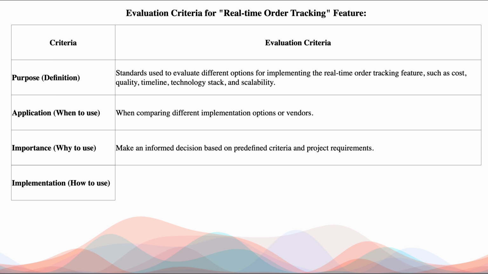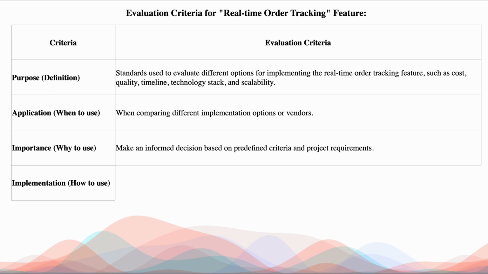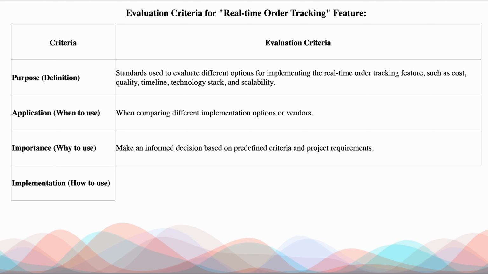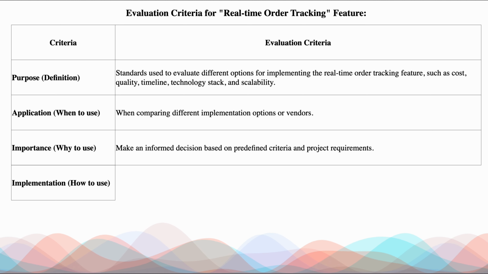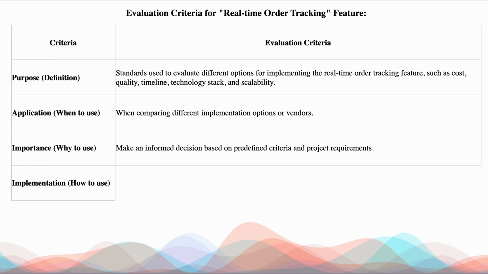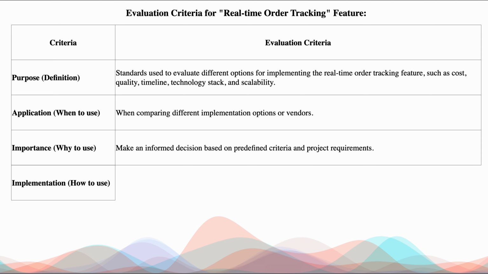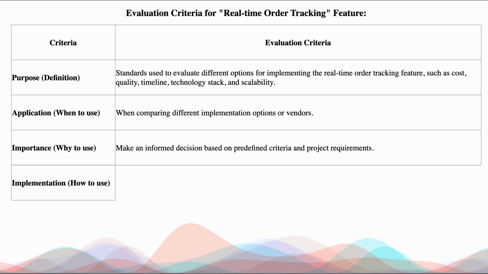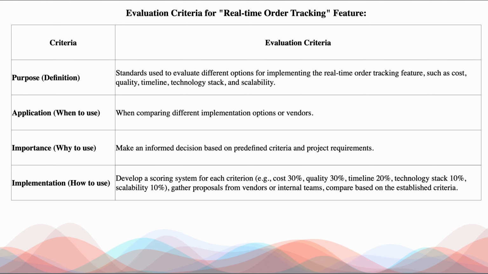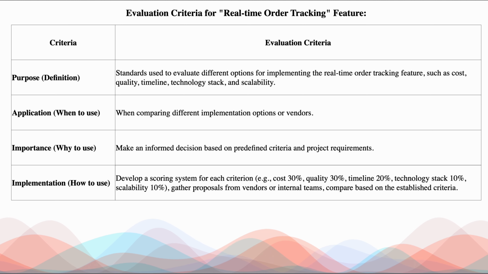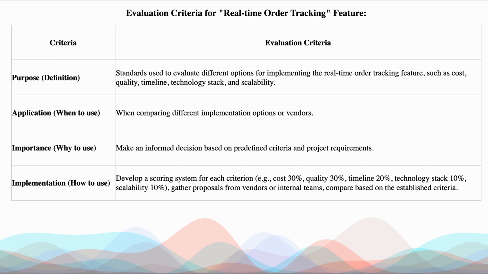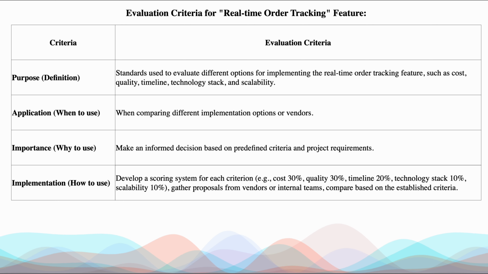So let's say that particular feature is developed by some B team and also C team. Between B and C, you do a versus comparison based on all the factors, to see which of them is giving you the right time or right valuation, the right point of advantage. Then you will choose. That means you're making informed decisions based on comparison, right? Develop a scoring system for each criterion. Cost 30%, quality 30%, timeline 20%, technology stack 10%, scalability 10%. Gather proposals from vendors or internal teams, and compare based on established criteria.